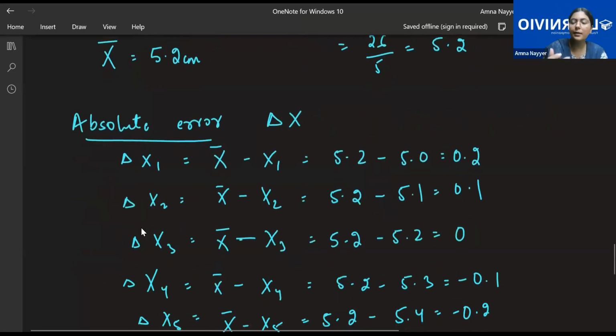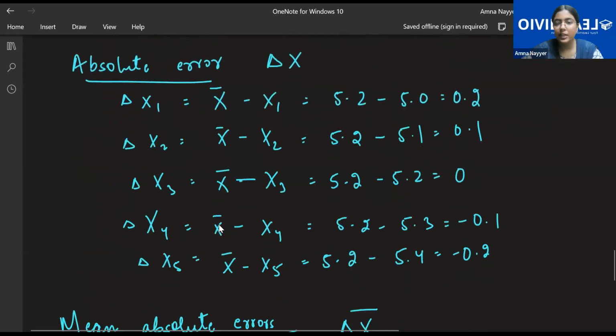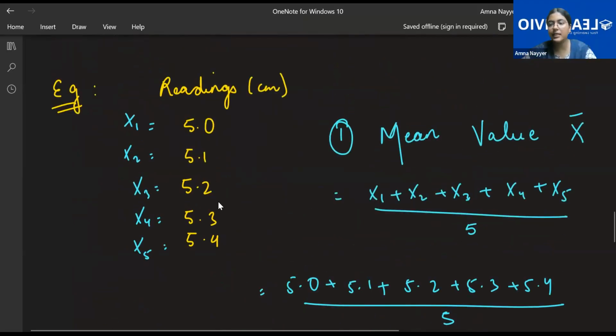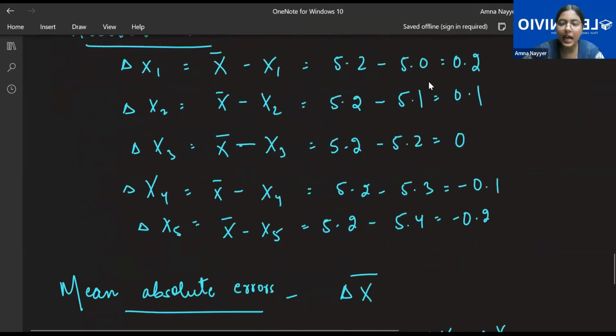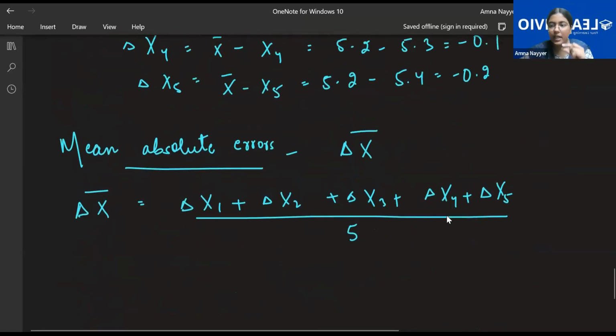Now, mean absolute error, how do you calculate it? Once your mean value has been found, let's say 5.2 is the mean value, you subtract it from each of the values, whatever readings you had. So you subtract this from each of them, and then you get all these values. Then you calculate the mean absolute error. How do you calculate it? Whatever individual errors you have got, you calculate their average as well.